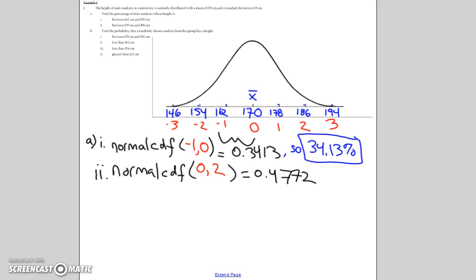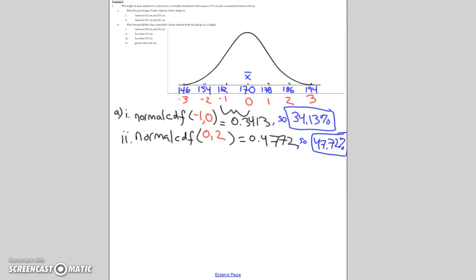0.4772, and again, converting to a percentage, we've got it as 47.72%. All right, let's go ahead and now look at this from the perspective of just probability. Now it asks me for this as a probability, but we know probabilities really are percentages. So if it says probability, it's the same exact thing.